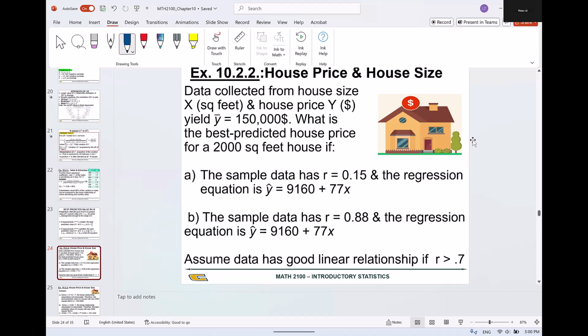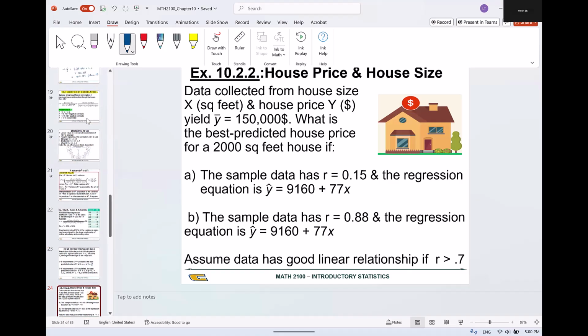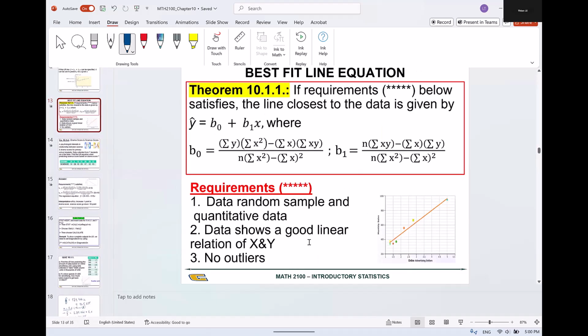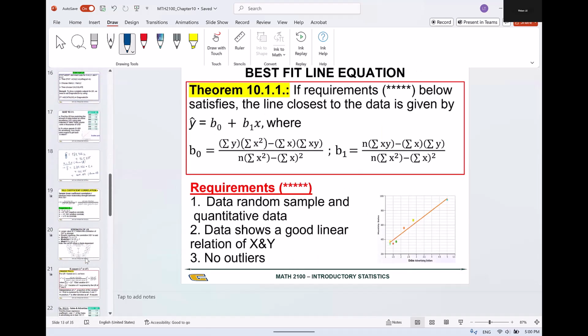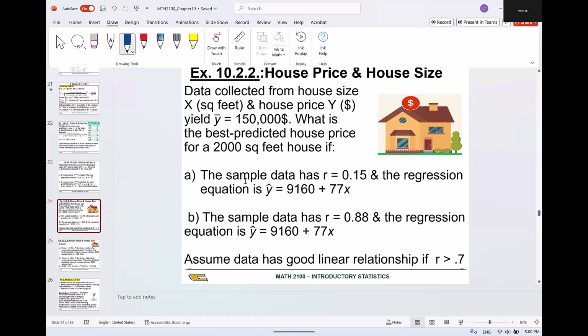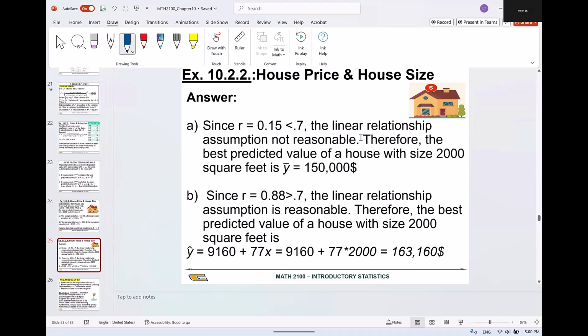So the idea here is that we check the requirement, right? The requirement is that the data show a good linear relationship, which is requirement 2 here. From the data, we get R equal 0.15, which is pretty low. And here they say it's a good linear relationship only if R is greater than 0.7, right? Because that's not the case, the linear relationship assumption is not reasonable, it does not hold.